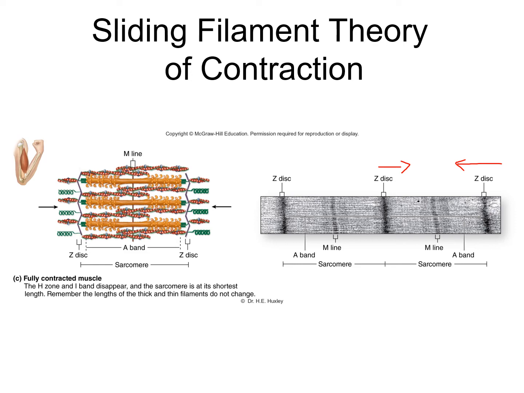Now, nothing happens to the size of the actin filaments or the myosin filaments. They stay the same size. All that's happening is that the actin filaments are just sliding towards the middle of the sarcomere. That's all that's happening. So nothing is going to happen even to the size of your A band. The A band stays the same size. The H zone is going to disappear. The H zone in the middle, as you can see right here, you're not going to have any more H zone because now you have full overlapping between the actin and the myosin filaments.